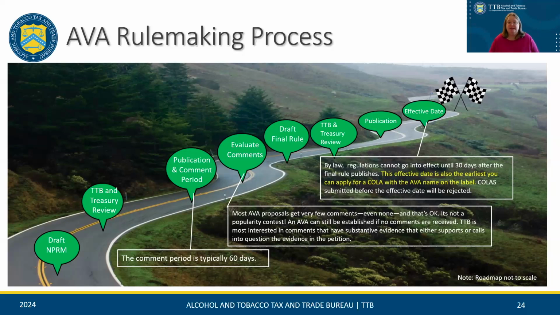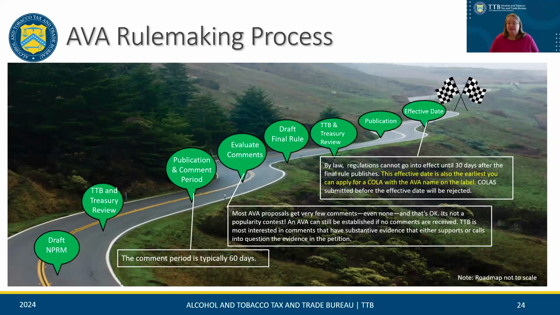After the comment period closes, TTB has to evaluate the comments and determine if any response is necessary to these comments. Most AVA proposals get very few comments, and some don't even get any, but that's okay because the rulemaking process is not a popularity contest. An AVA can still be established even if we did not receive any comments. What we're wanting to see is if there are comments that contain substantive evidence that either support or call into question the evidence that was included in the petition.